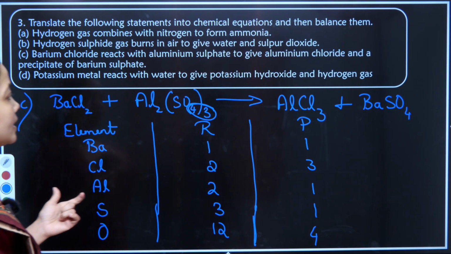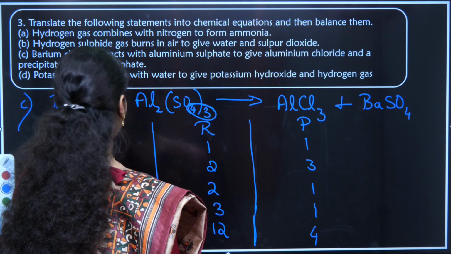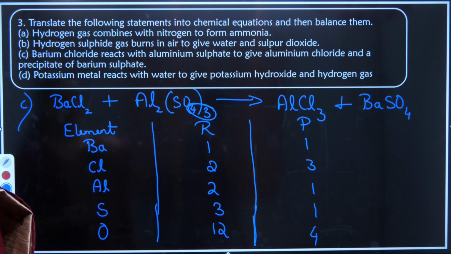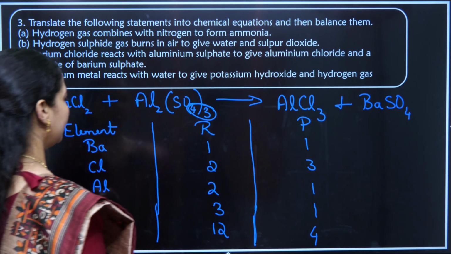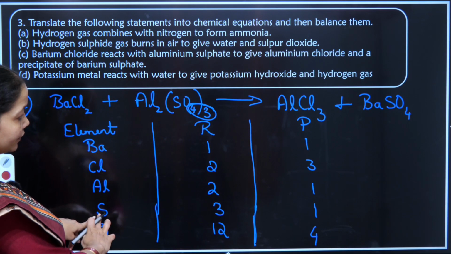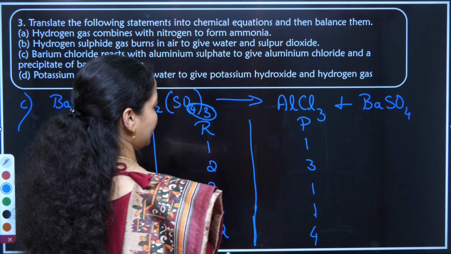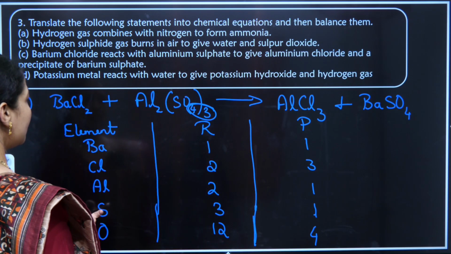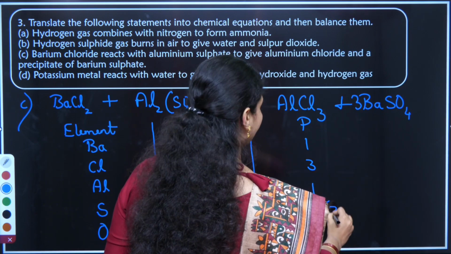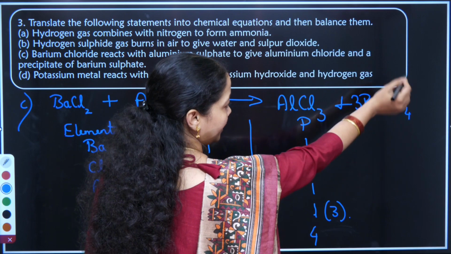Since the count of chlorine is 2 here and 3 here, I can easily balance the given chemical reaction. In a chemical reaction, if the count of the elements is changing, if I check with sulfur, sulfur is 3 on my reactant side and 1 on my product side. So what am I doing? I am multiplying the 3 here with the sulfur. Now this 3 is changing the count of barium, sulfur, oxygen, everybody.